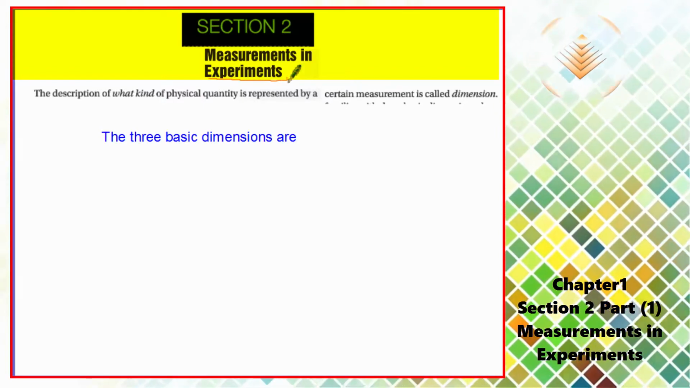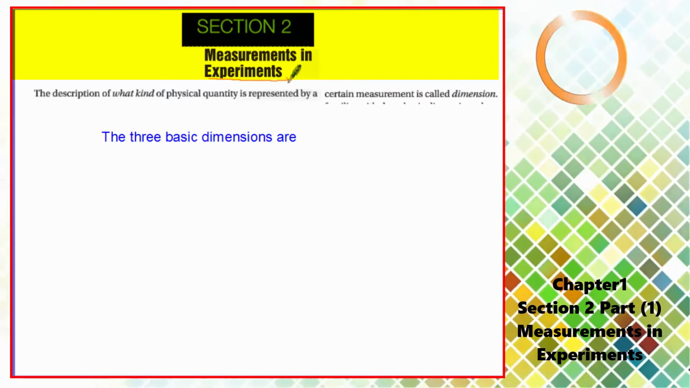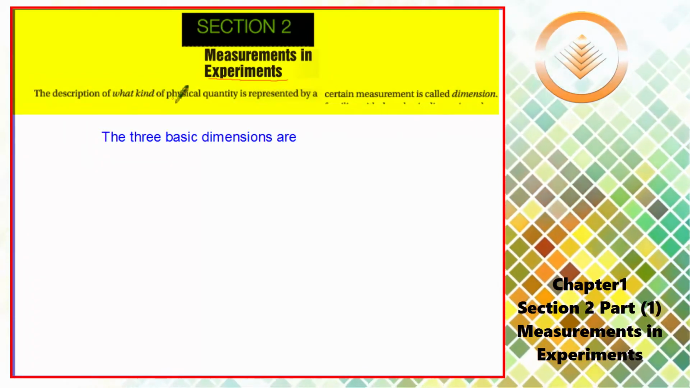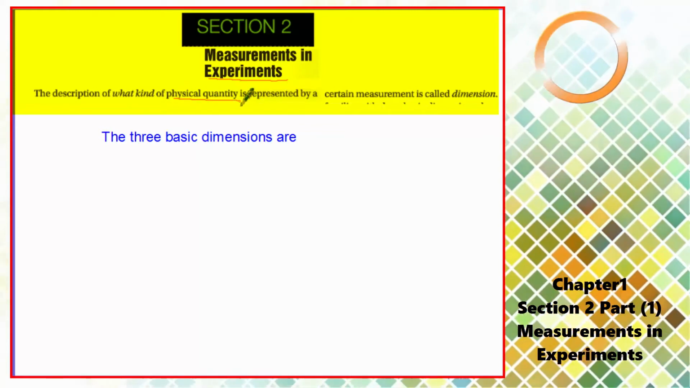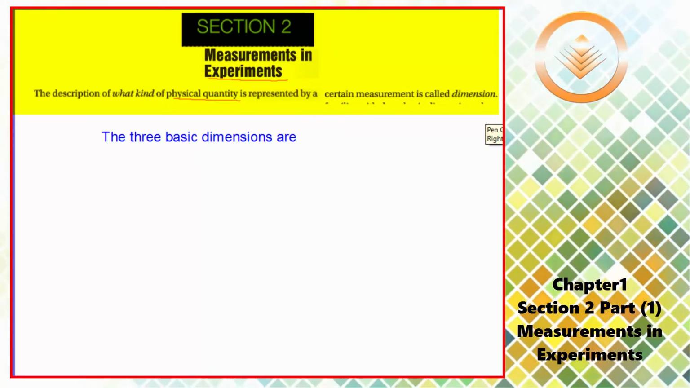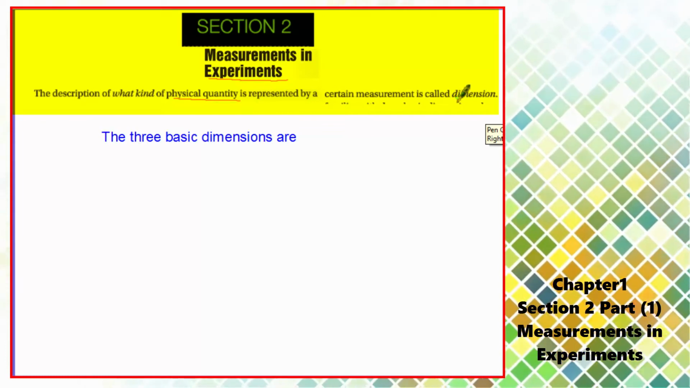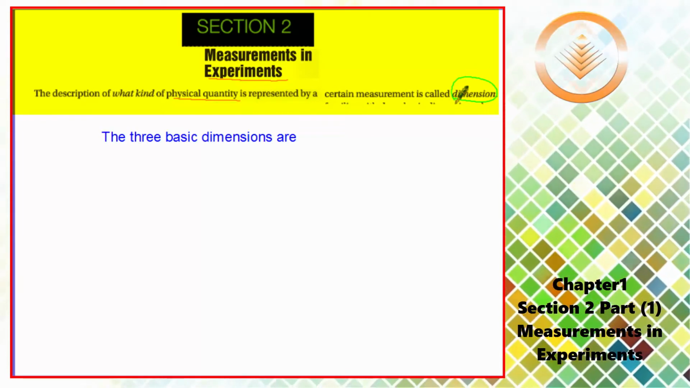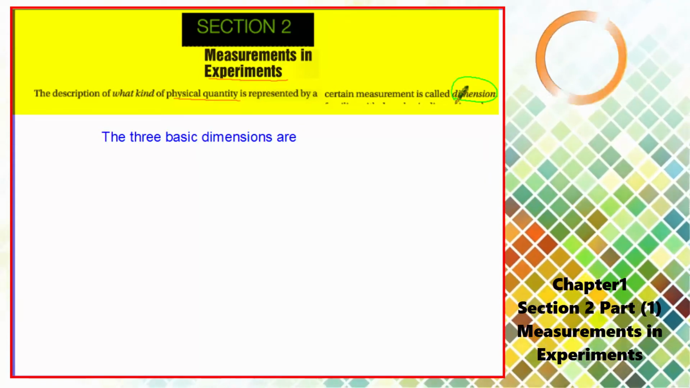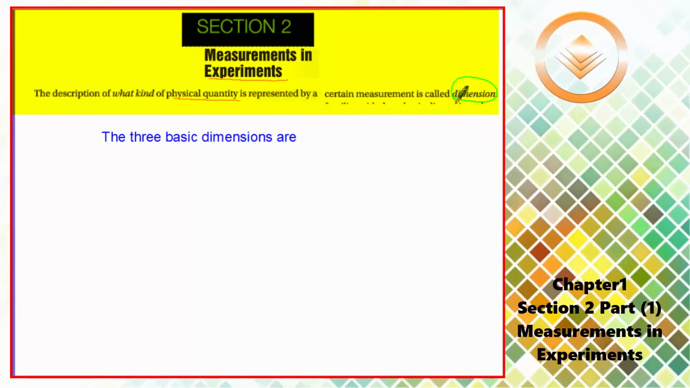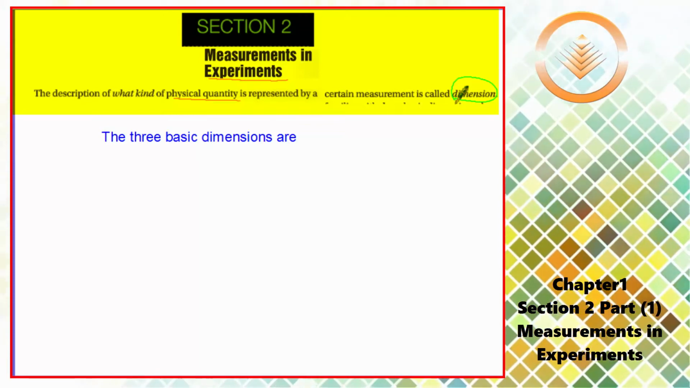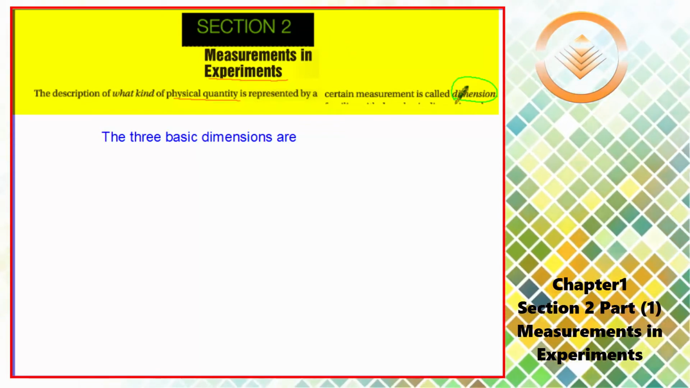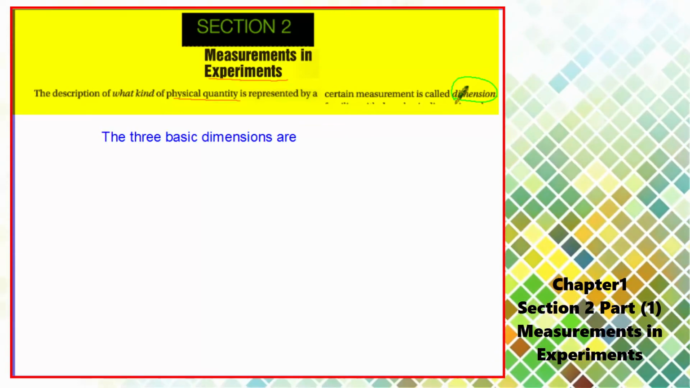What do we use to make an experiment? The description of what kind of physical quantity is represented by a certain measurement is called dimension. So you should know the meaning of dimension. A dimension is a description that helps us to define what kind of physical quantity is represented.